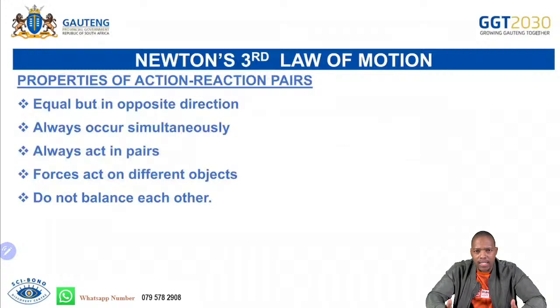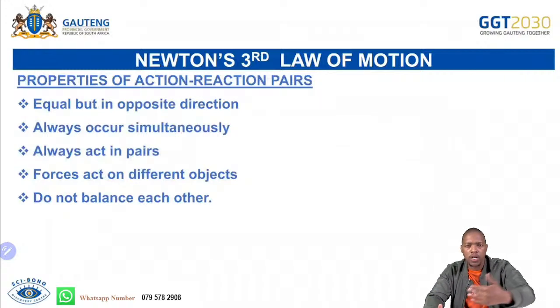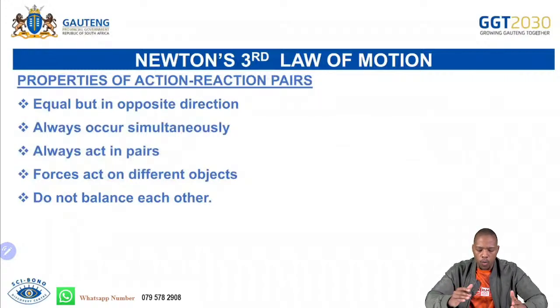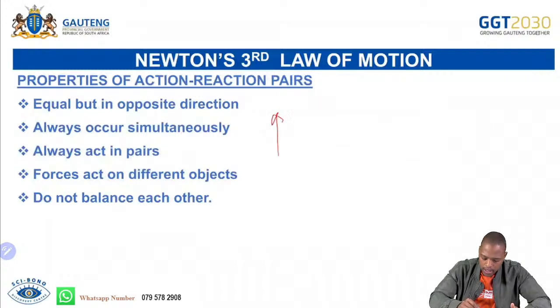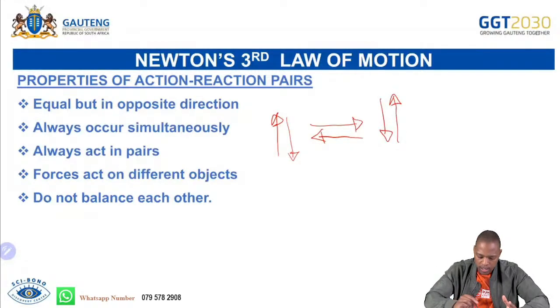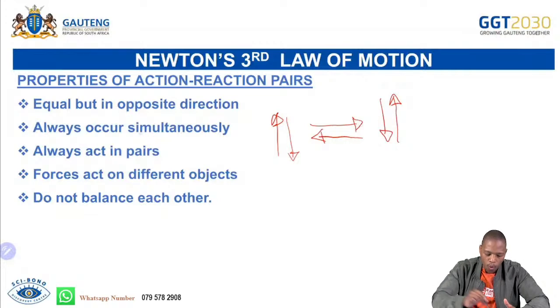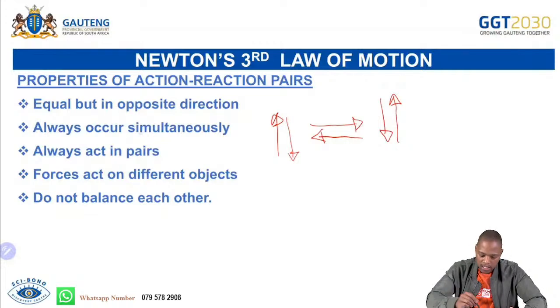They always act in pairs. So you're always going to have an action and a reaction force. As long as it is an action force, there will be a reaction force. They will always come in what? In pairs. Action, reaction. Always. They are always in pairs. They are always equal. They always act simultaneously at the same time, and they are opposite in their direction.